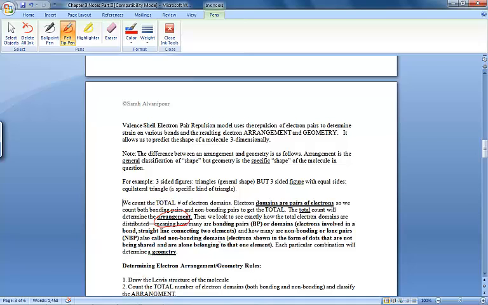The specific geometry or shape, though, is going to be based on how those domains are classified. Are they bonding domains, meaning are they straight lines or bonds?